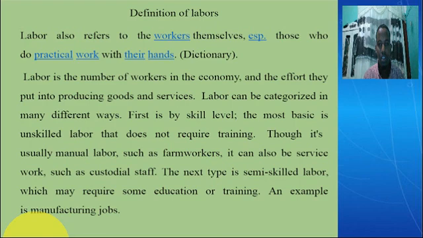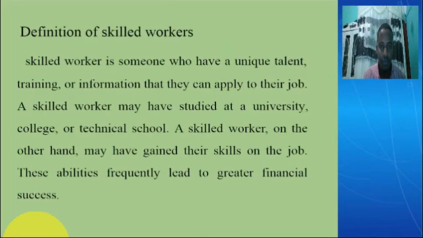Firstly, it is categorized by skill level. The most basic is unskilled labor, which does not require training. It is usually manual labor, such as farm workers. It can also be surface work, such as custodial staff. The next step is semi-skilled labor, which may require some education or training, for example some manufacturing labor.